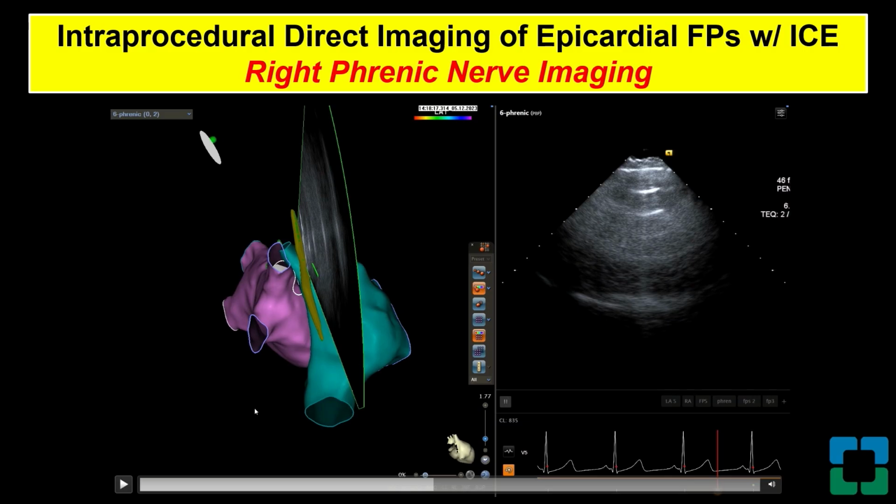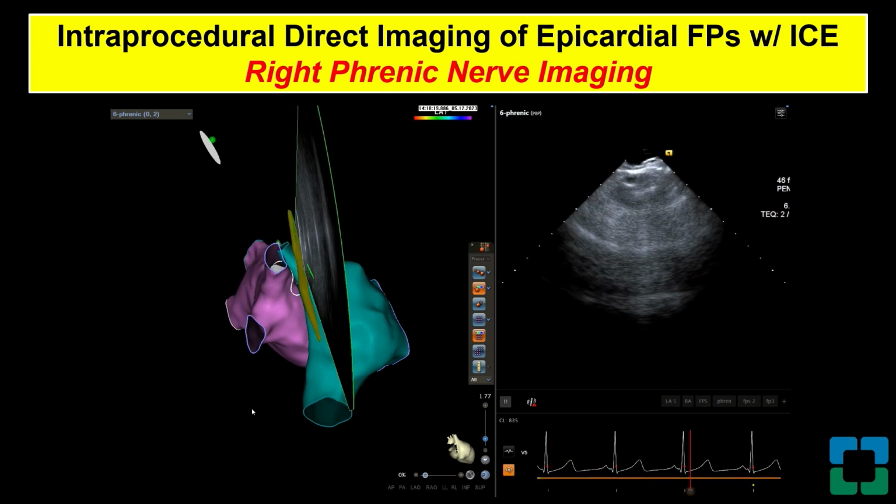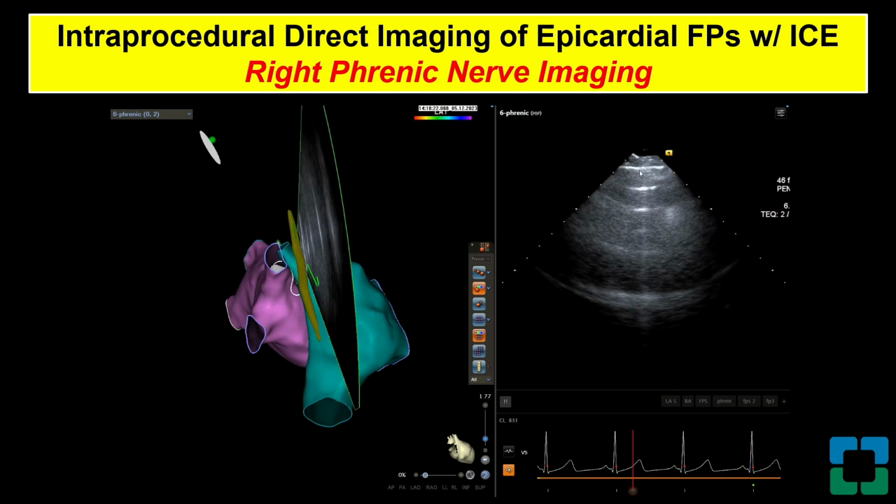Of course, you can also reconstruct the distance between your target or your left atrium and the phrenic nerve. And this explains why sometimes you simply cannot capture the right phrenic nerve from the left atrium, because there is too much anatomical distance in that location. So another nice application of this ICE technology.